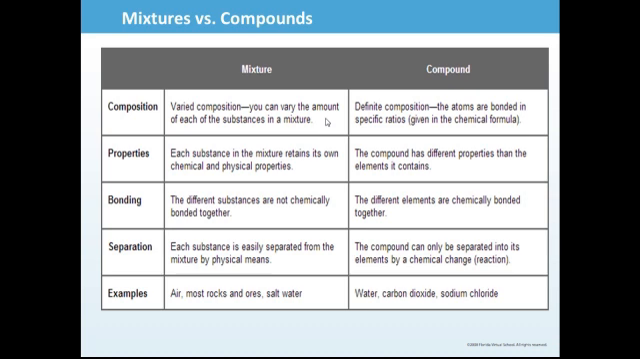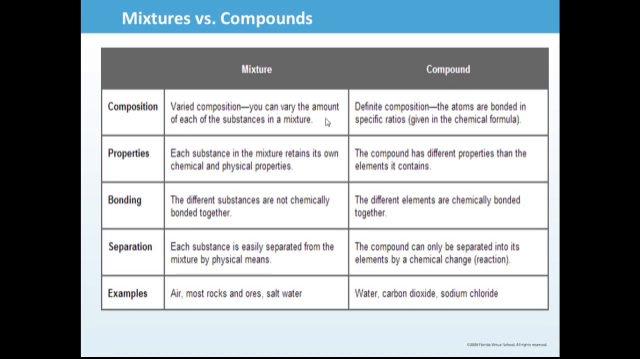Now compounds. Remember a compound is like salt, NaCl. It has a definite composition. Those atoms are bonded: one sodium, one chlorine. That's it. Whereas in our mixture, if you mix salt and pepper together, it's not a perfect composition. You could have a lot of salt and a little bit of pepper, or a lot of pepper and a little bit of salt. It's not definite. But whenever we say the word salt, we know it's NaCl.